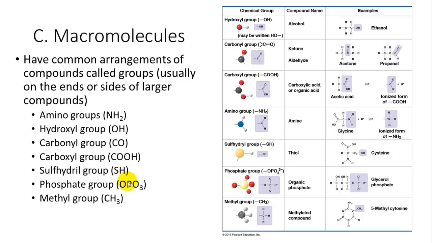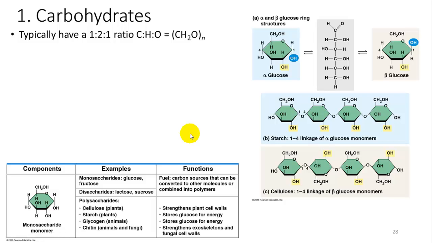But first, macromolecules have a common arrangement of compounds called groups. These are usually on the ends or the sides of these larger compounds, or even on the ends or the sides of the monomers within them. So these are ones that I want you to know. They're on here. Amino group is NH2, hydroxyl group OH, carbonyl group CO, carboxyl group COOH, sulfhydryl group, phosphate group, and methyl group. Okay, so you need to know these. And you will recognize them as you talk about different organic compounds.